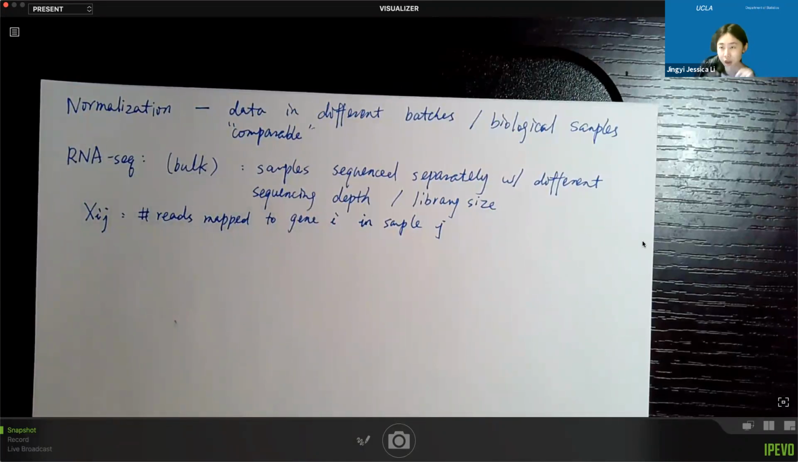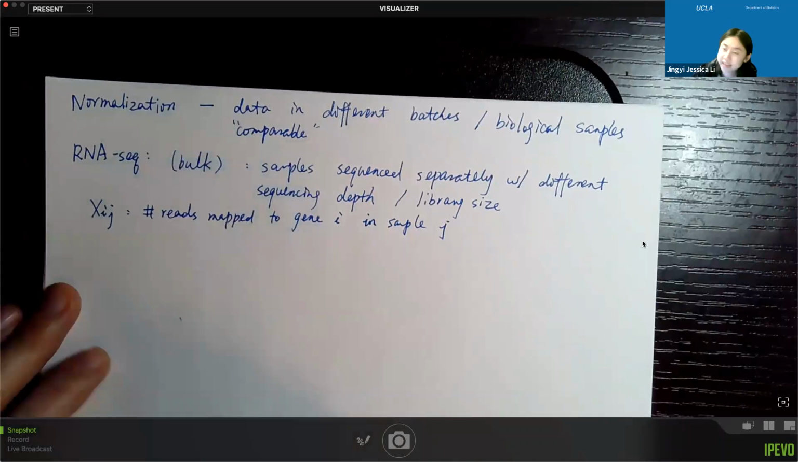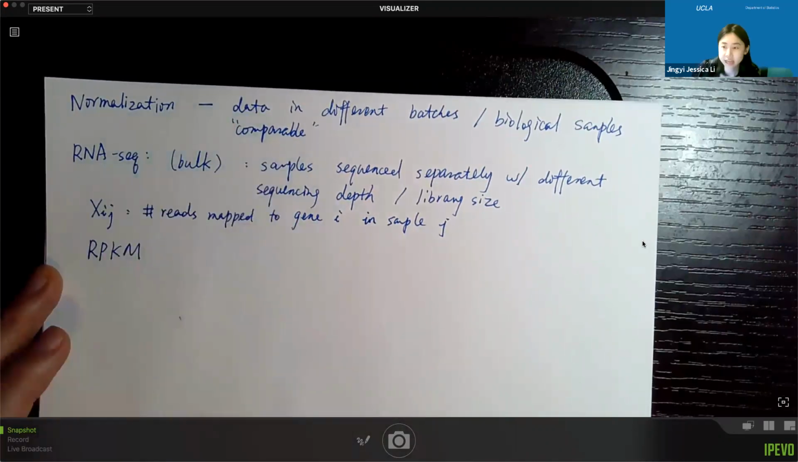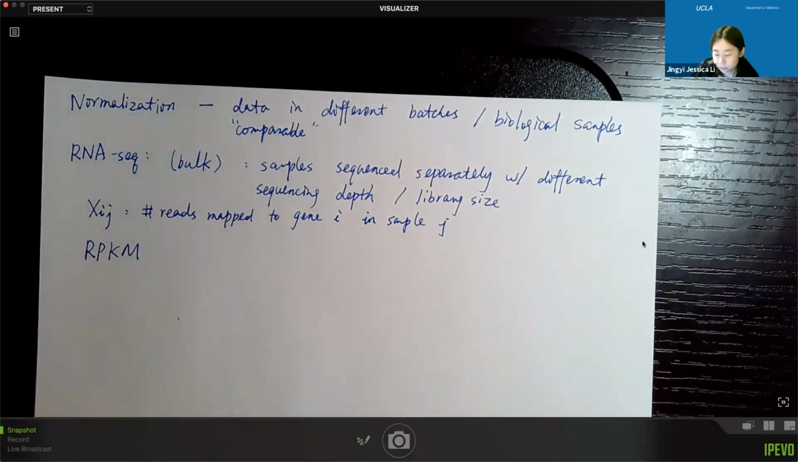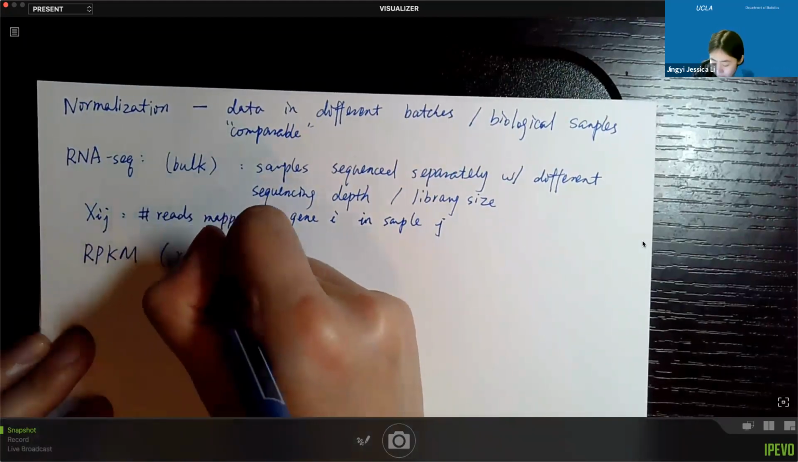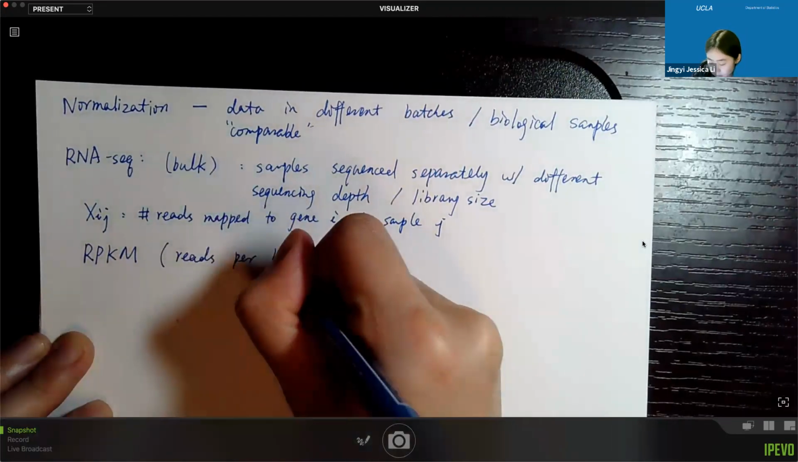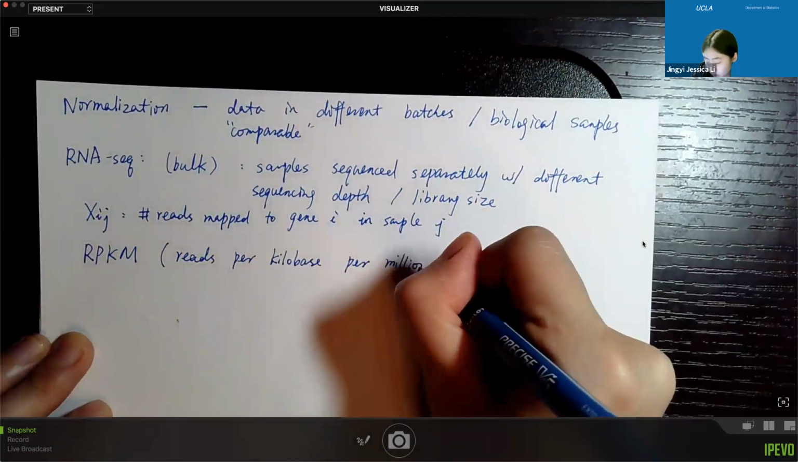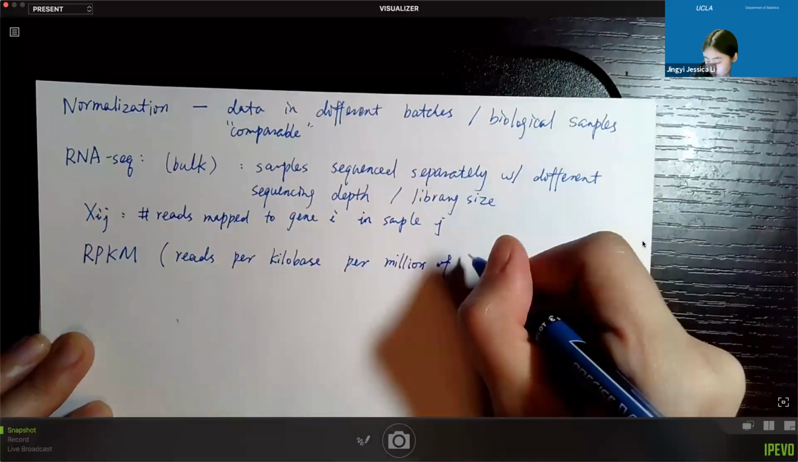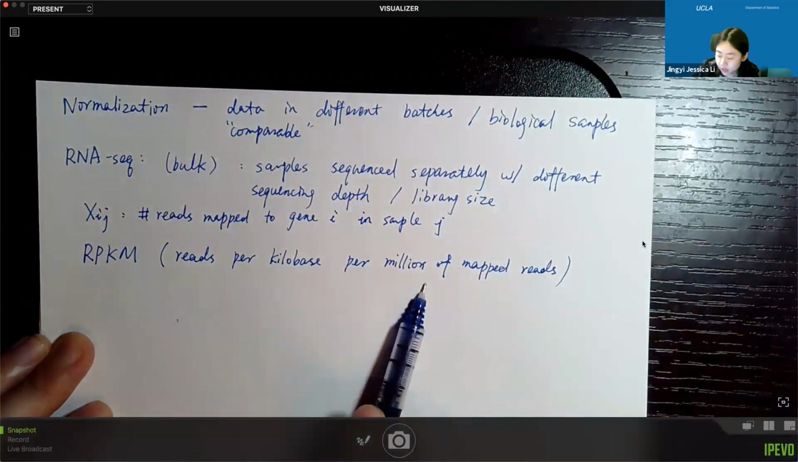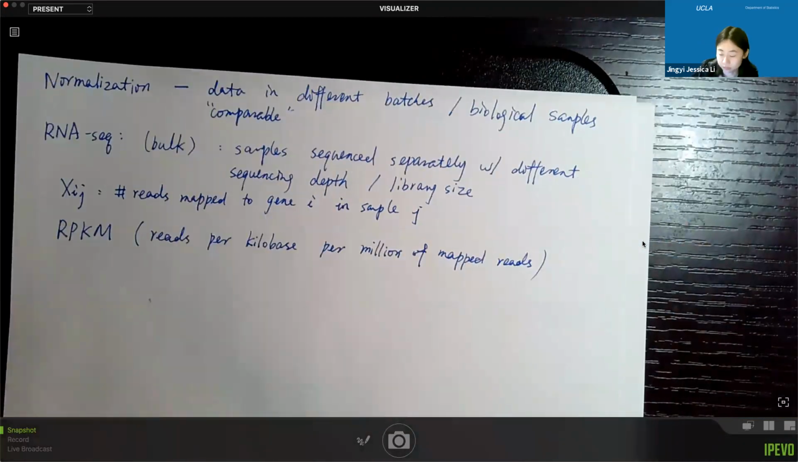And there are two common approaches for doing the normalization. So one, you can see this in the literature. One is called RPKM. That stands for reads per kilobase per million of reads mapped. Okay, so I'll just write it here. Reads per kilobase per million of mapped reads. So the second one is to divide by the sequencing library.